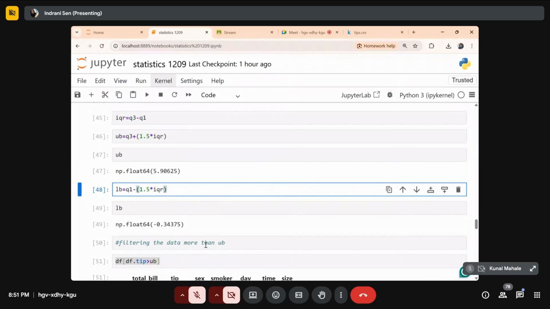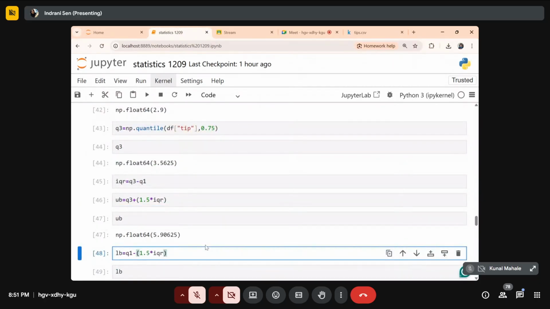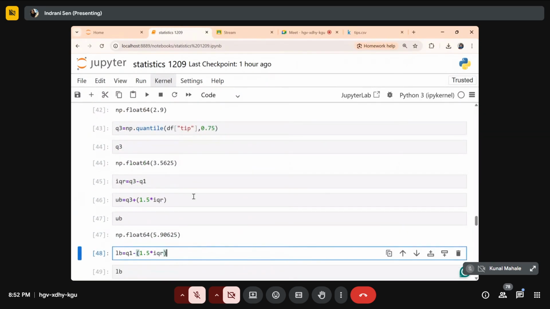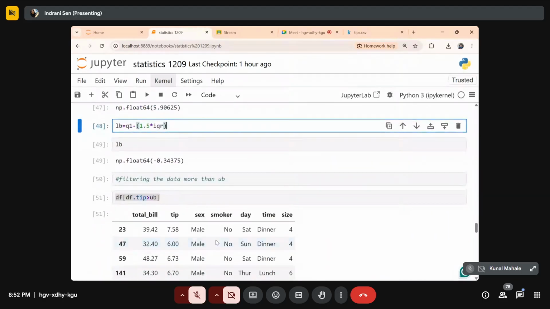IQR stands for what? Interquartile range. Okay. Q3 minus Q1, it's called interquartile range. So here we calculate the upper bound and lower bound, and after that we see that lower bound is very low. That means we do not actually have any outliers towards the lower bound. So upper bound is here, it is showing as 5.9. So what we do, we want to handle the outliers.